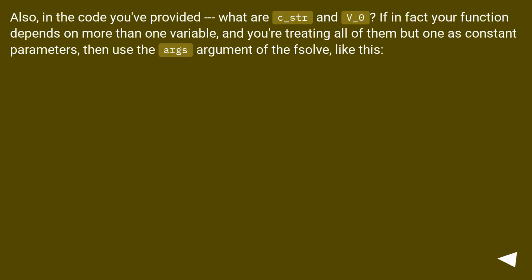Also, in the code you've provided, what are C_str and V_0? If in fact your function depends on more than one variable, and you're treating all of them but one as constant parameters, then use the args argument of the fsolve, like this.